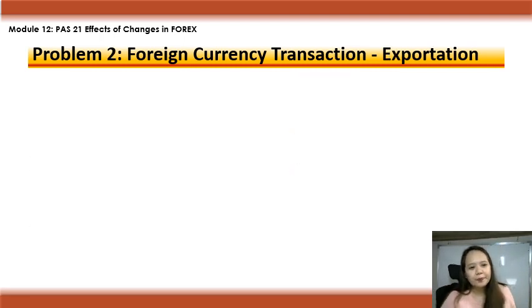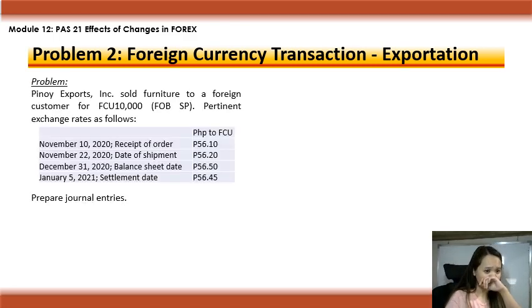Okay? Next, problem 2, foreign currency transaction. What if exportation naman? Ikaw naman yung nagbenta palabas. So, baliktad lang yung effect. Kanina kasi ang nire-measure mo ay accounts payable. Ngayon naman, ang i-re-measure natin ay accounts receivable.